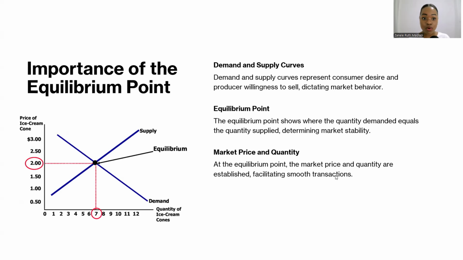Let us analyze the importance of the equilibrium point. Demand and supply curves represent consumer desire and producer willingness to sell, dictating market behavior. The equilibrium point shows where the quantity demanded equals the quantity supplied, determining market stability. At the equilibrium point, the market price and quantity are established, facilitating smooth transactions. As you can see on this graph, the equilibrium price is $2 and the equilibrium quantity demanded is $7. This is the middle point where supply meets demand.